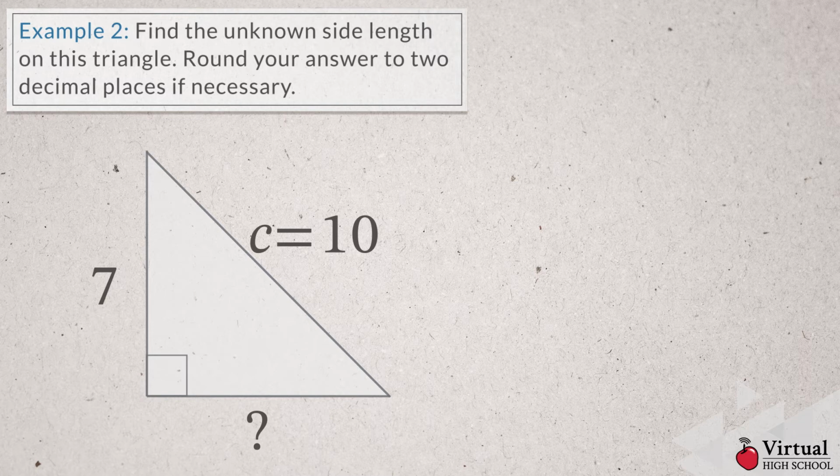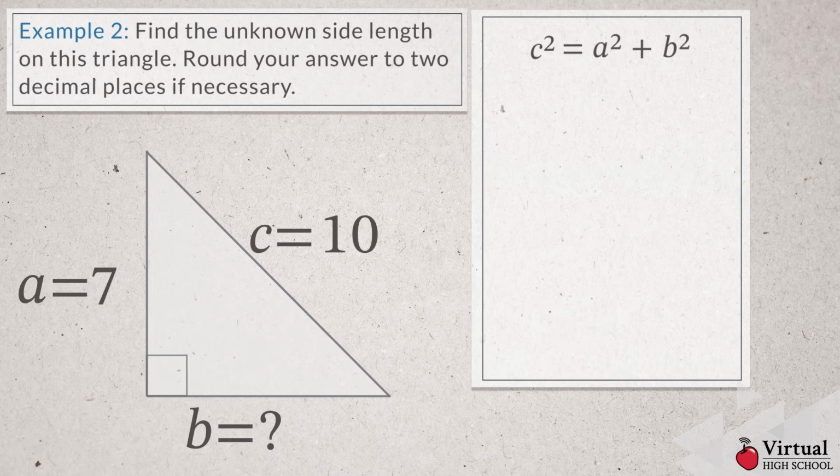Then, we can label the other two sides A and B in any order. Labeling it like this gives us B as our unknown side. Let's set up our theorem again to see if we can solve for B.